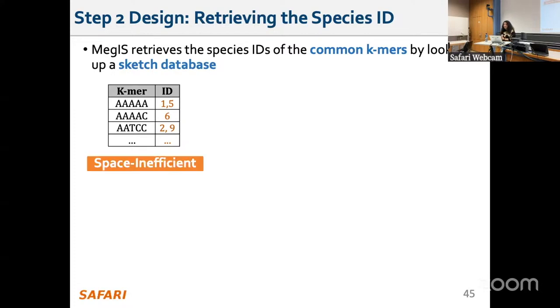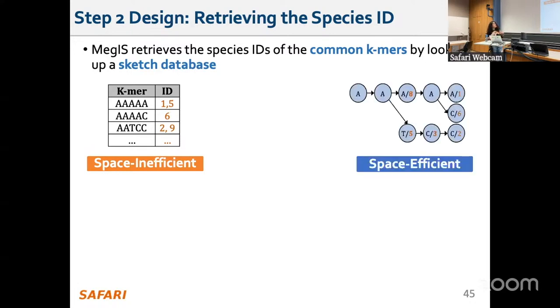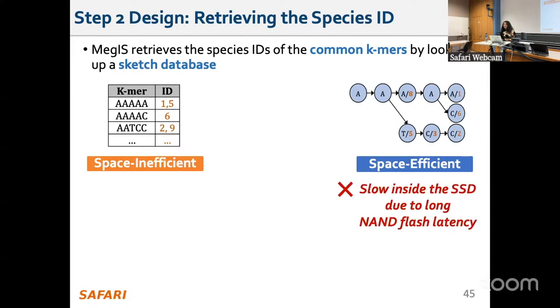So naively, storing these tables like this would be very space inefficient. And that is why there's been a lot of great effort put into representing these sketches in a more space efficient manner. But the issue is that typically accessing these data structures requires a lot of pointer tracing operations, which would be very slow inside the storage system due to the long latency of NAND flash memory.